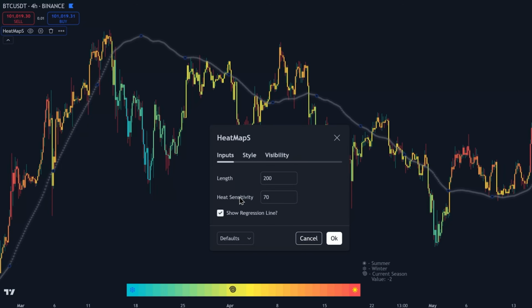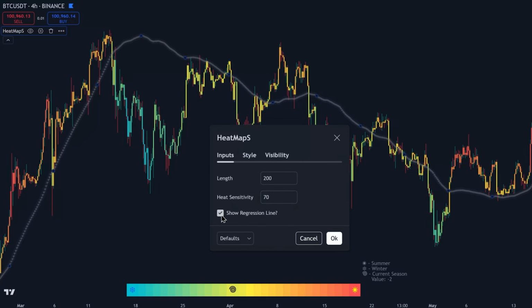Next, the heat sensitivity setting. This controls how sensitive the heat map is to price changes. A lower value, like 50, focuses on broader trends and ignores smaller fluctuations. A higher value, like 90, highlights smaller market movements, giving you more frequent signals. The default value is set at 70, providing a middle ground between detail and simplicity.